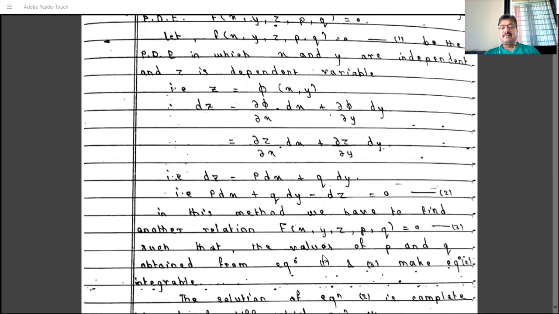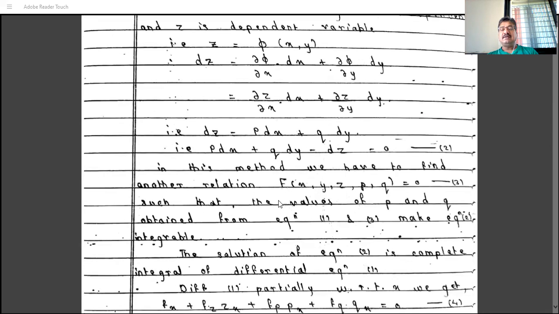And this is the Pfaffian differential equation P dx + Q dy + R dz = 0, where P, Q, R are all functions of x, y, z. So in this method, we have to find another relation between x, y, z, p, q. This is capital F, this is small f. Suppose that equation is F(x, y, z, p, q) = 0. This is equation number 3.